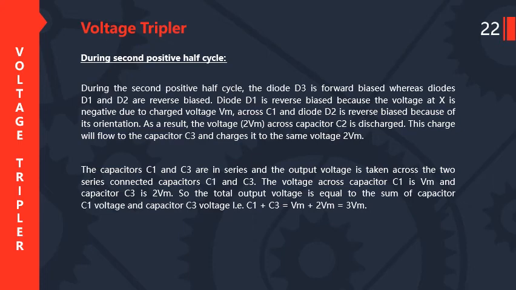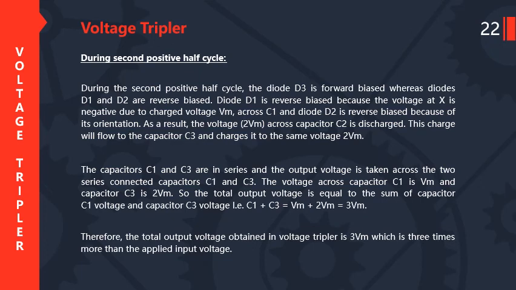Because we get the triple output voltage, this circuit is known as voltage tripler circuit. Therefore, the total output voltage obtained in the voltage tripler is 3Vm, which is 3 times the applied input voltage. So it is called voltage tripler circuit.